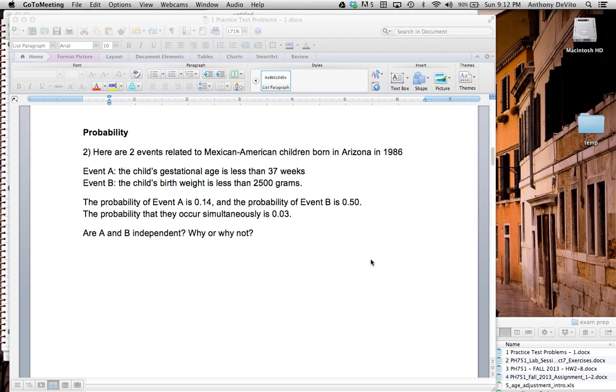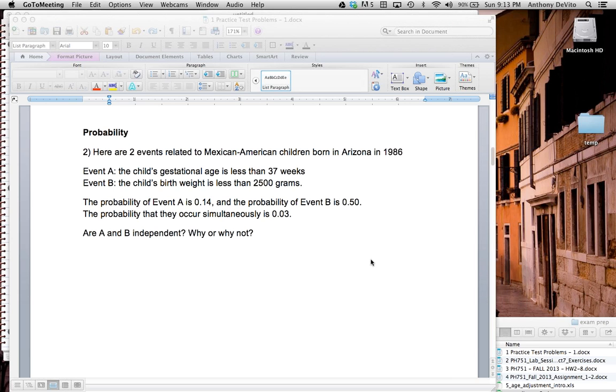Let's see, where was it? Okay, the probability of event A, probability of a birth being at less than 37 weeks is 0.14, 14%. The probability of event B, the child weighing less than 2,500 grams, is 0.5. The probability that both occur, the child is born less than 37 weeks, and that the child is less than 2,500 grams at the same time, probability that they occur simultaneously is 0.03.